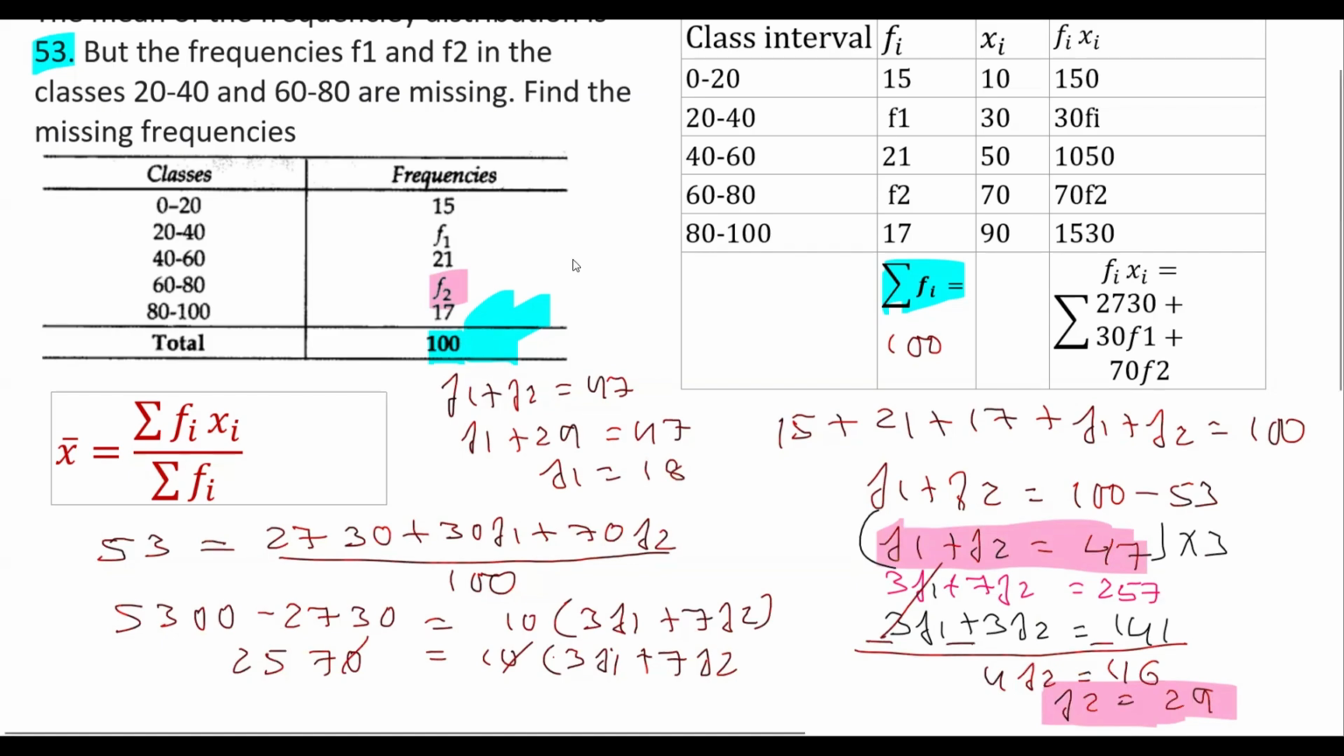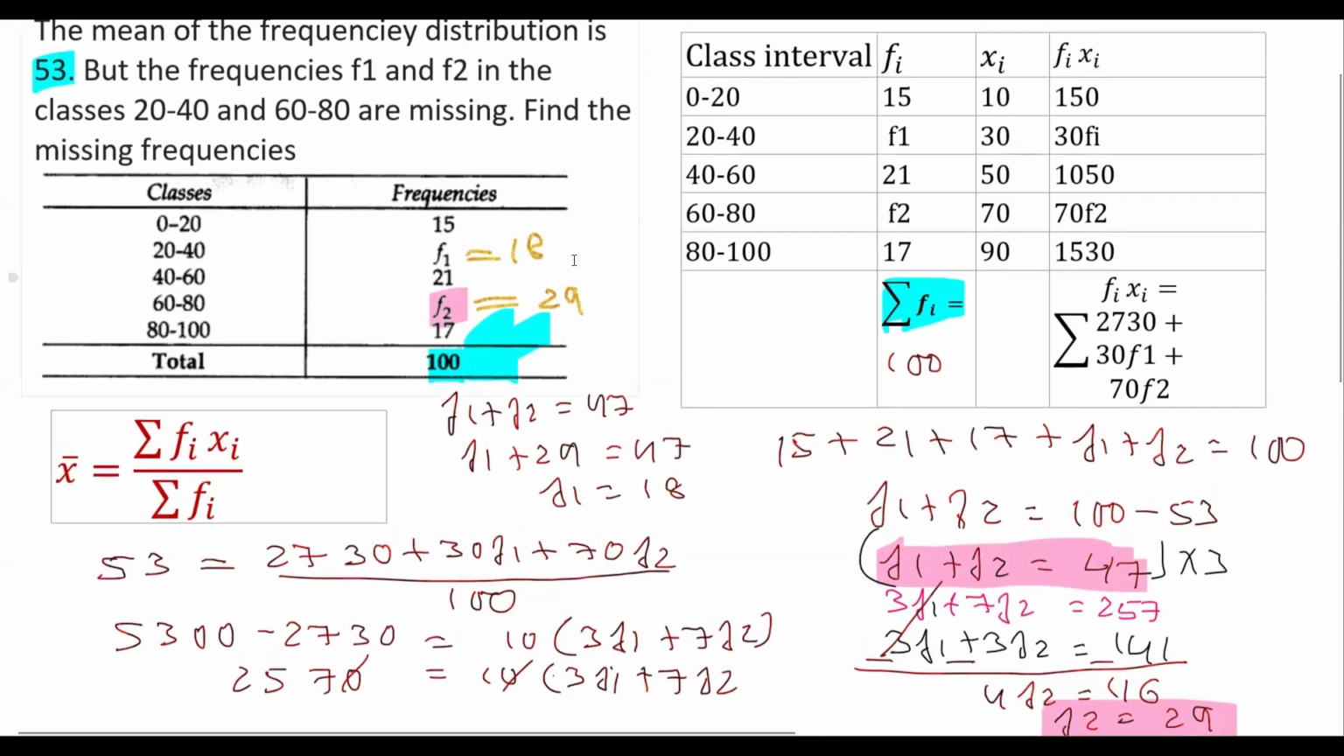Now I can say from here that F1 is coming as 18 and F2 is coming as 29. So this is how we will do this question. Now let's continue with the other questions, other board questions.